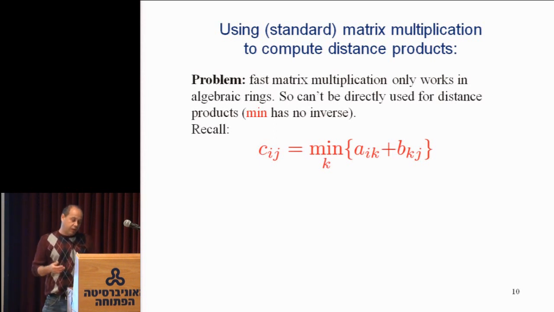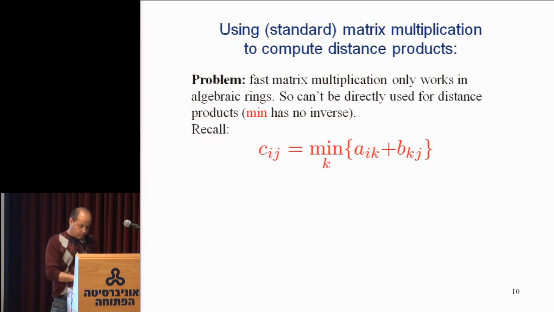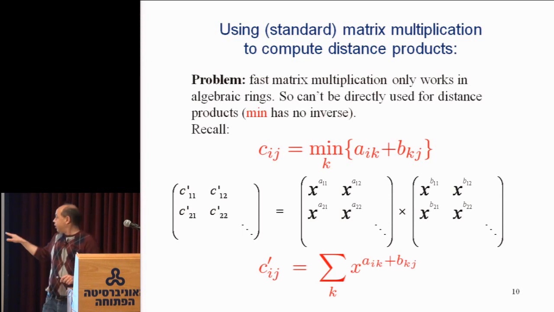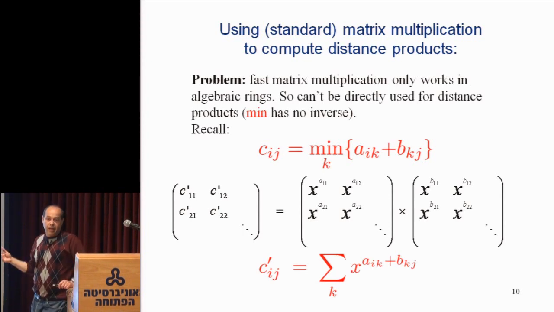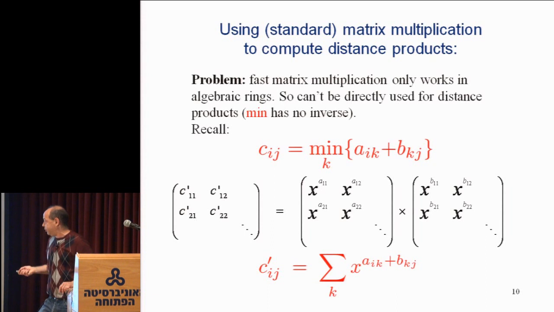So let's see a simple trick how to circumvent this problem. But it will be a costly trick. So here's the trick. Take your two matrices A and B, and now replace entry Aij with the monomial x to the power of Aij, and do the same on the matrix B. Replace Bij with the monomial x to the power of Bij. Think of the entries as integers now, or even positive integers, if you like. You can always shift the entries, doesn't matter.